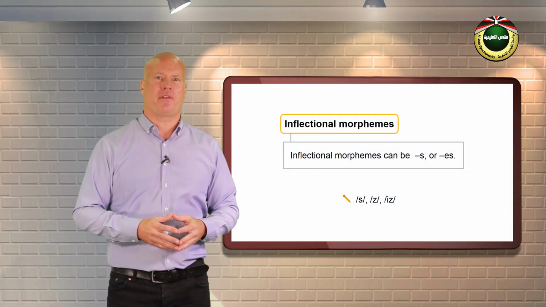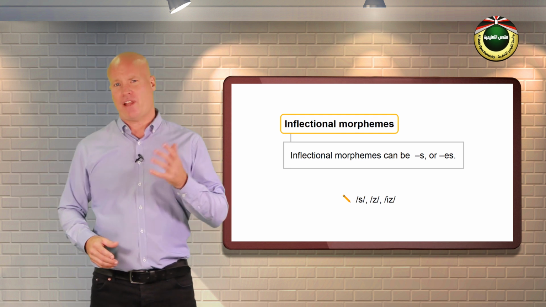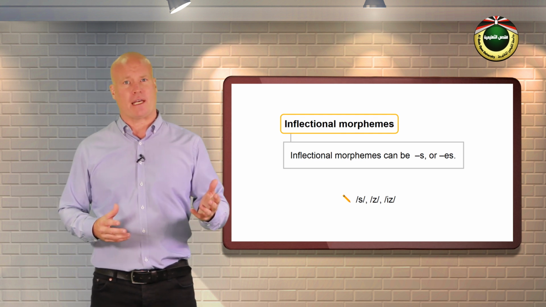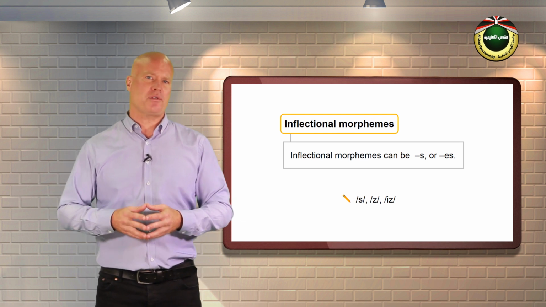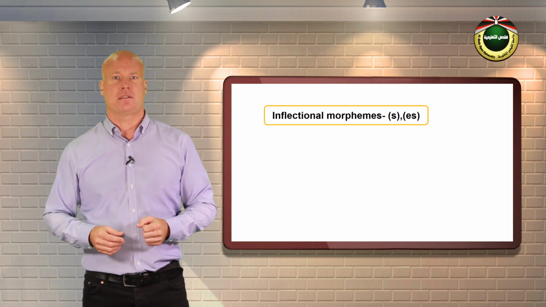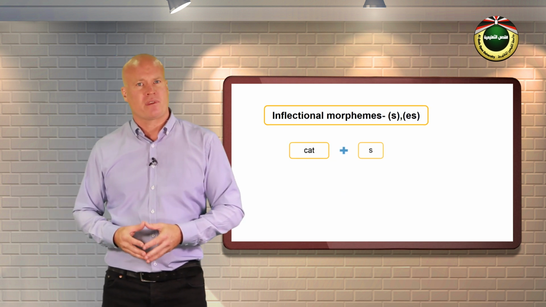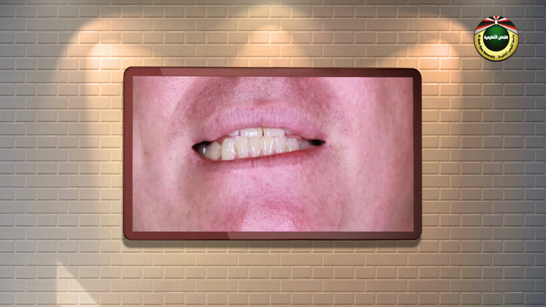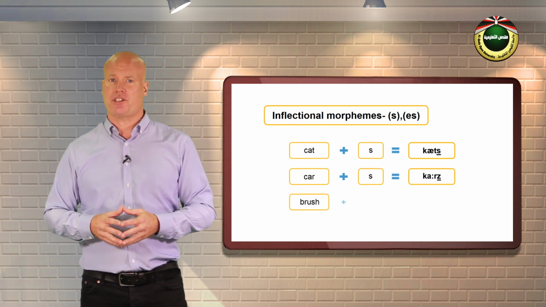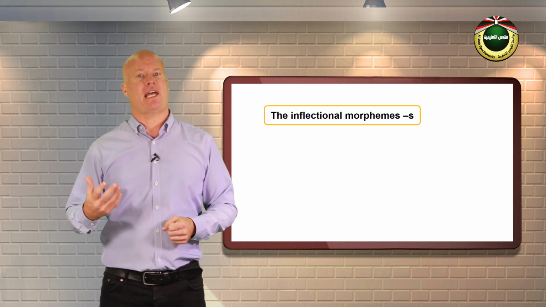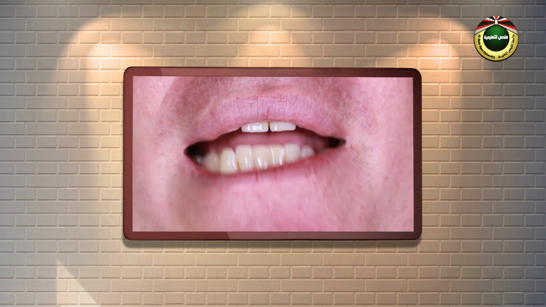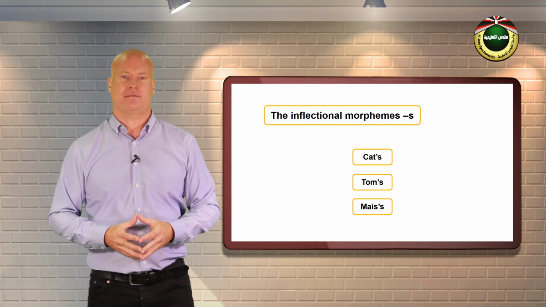Let's now talk about the inflectional morphemes. Inflectional morphemes can be s or es, and they are used to form, first, the plural nouns, and they are usually pronounced as s, z, or iz. For example, the plural form of cat, cats. The plural form of car, cars. The plural form of brush, brushes. Second, they denote the possessive form of the noun. For example, cat's, as in cat's food, or mice's.